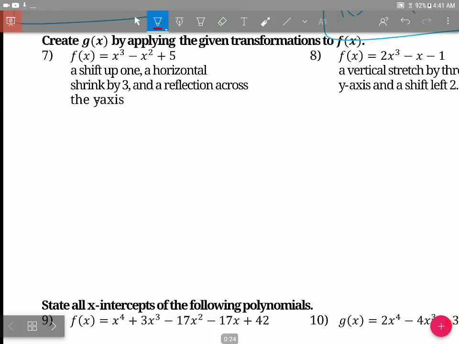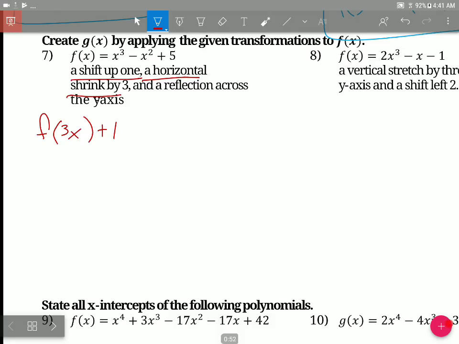So if I've got f of x, if I want to shift up 1, well, I'm going to add 1 to the outside. If I'm going to have a horizontal shrink by 3, well, horizontal is a multiplying on the inside. To shrink by 3, you're actually multiplying by 3, not 1/3. Okay, so we're building our transformations.